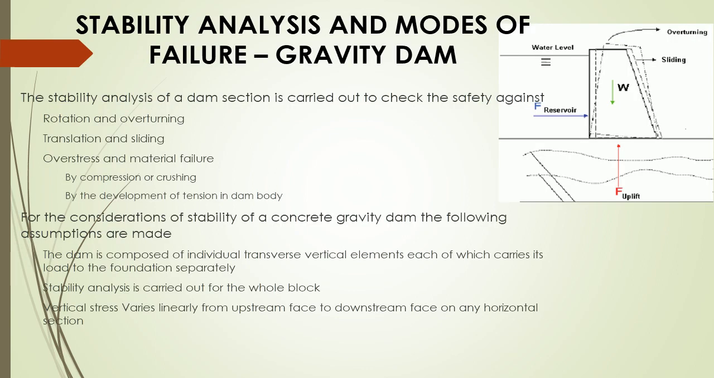The stability analysis of a dam section is carried out to check the safety against rotation and overturning, translation and sliding, overstress and material failure. Overstressing and material failure can occur in two ways: by compression or crushing, or by the development of tension in the dam body. For the considerations of stability of a concrete gravity dam, the following assumptions are made.